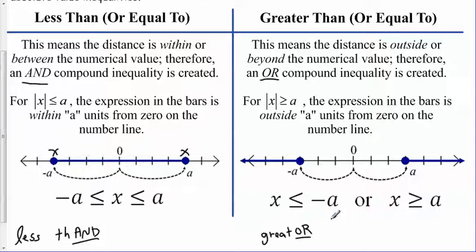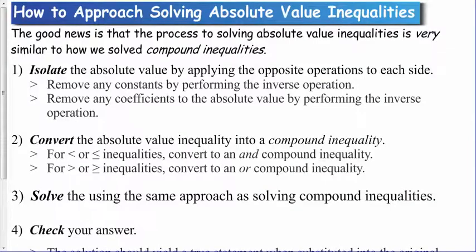So when you're dealing with solving absolute value inequalities, what you want to ask yourself is, how do we solve it? We solve it very similar to how we solve compound inequalities. We're going to isolate the absolute value, just like we learned before. Remove any constants on the outside, remove any coefficients from it, then convert it to a compound inequality. So as soon as you isolate it, you have to determine, am I dealing with an and compound inequality, or am I dealing with an or compound inequality? That's the first question you should ask yourself after you isolate the absolute value. Then solve using the same approaches as we do for compound inequalities.